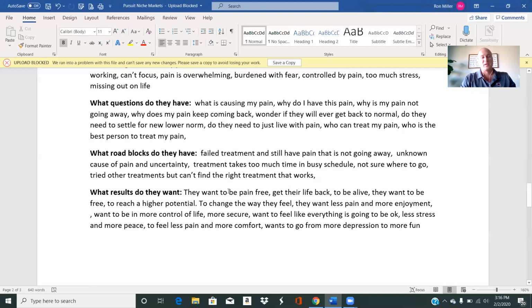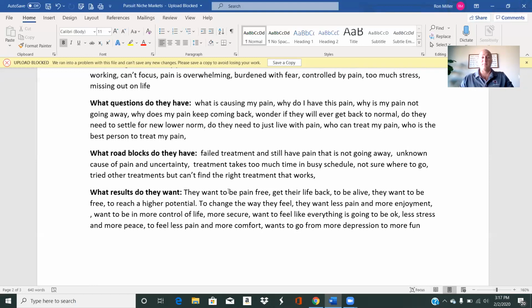What roadblocks do they have? They failed treatments and they still have pain that's not going away. They have an unknown cause of pain and uncertainty. Treatment takes too much time in their busy schedule. They're not sure where to go. They've tried other treatments but can't find the right treatments that actually work.